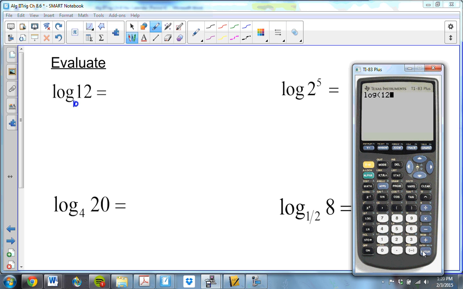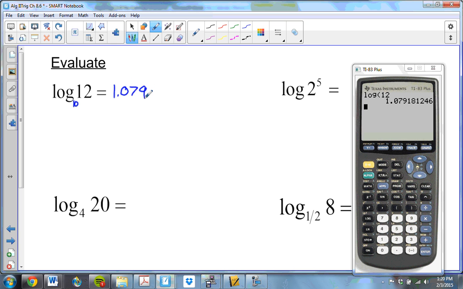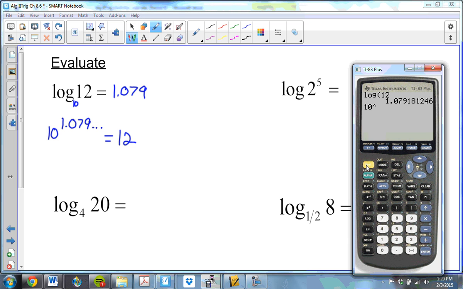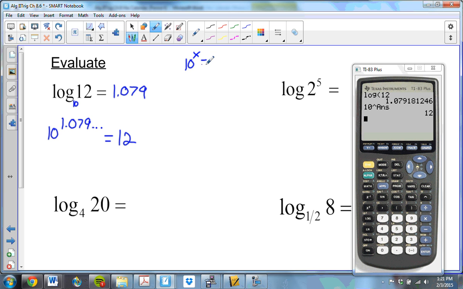If I do log base 10 of 12, I get 1.07918, which I'm just going to call 1.079 for now. Here's what that really means. That really means if I convert it, 10 to the 1.079... whatever that is, will equal 12. If I do 10 to the power of my previous answer, 1.07918, I get out 12. So the logarithm function in your calculator has stored all of the solutions to the question 10 to the x equals something. 10 to some power equals some number. It has every single possibility stored.